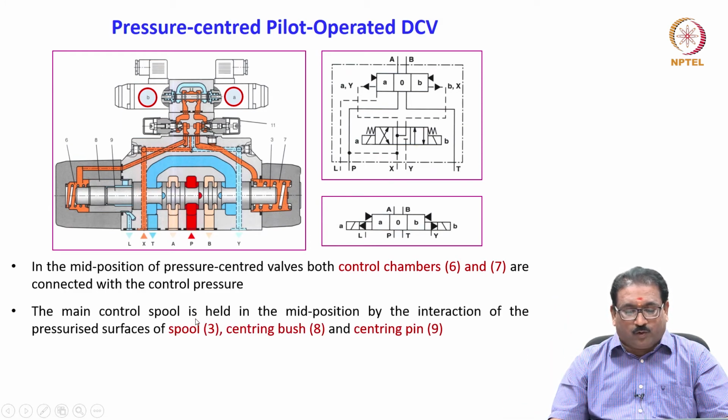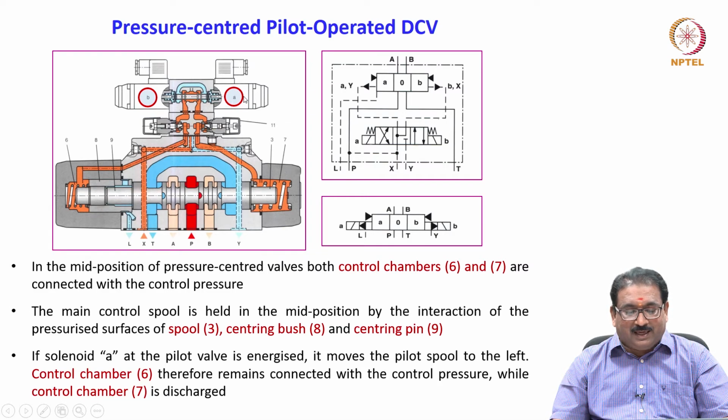The main control spool is held in the mid position by the interaction of the pressurized surfaces of a spool and a center bush 8, this is the center bush, and a centering spring. It is a centering pin, centering bush, and this is the main spool.